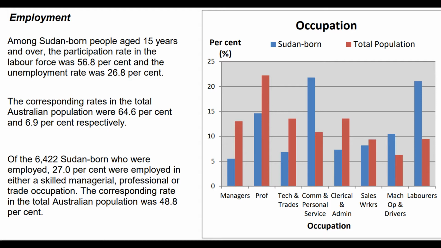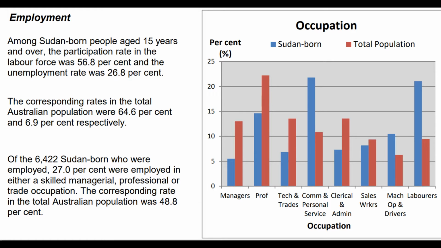This is Sudan-born people, so it's not exactly the same as Sudanese Australians, because remember, there's a lot of Sudanese Australians who were born in Australia. So this is first-generation migrants we're talking about. And you'll notice that way more Sudan-born people are managers, in professional jobs, technical. They're much more likely to be doing unskilled and semi-skilled work, which pays less, which would explain why there's that huge gap in wealth between Sudanese Australians and other Australians.